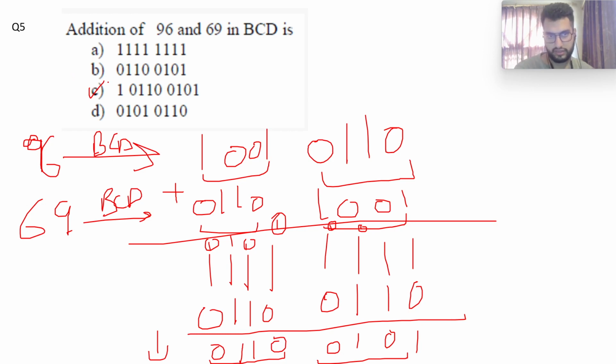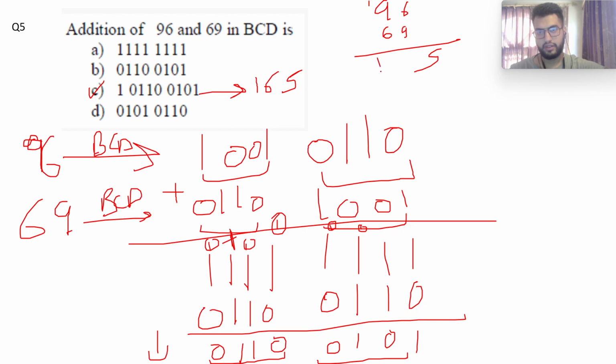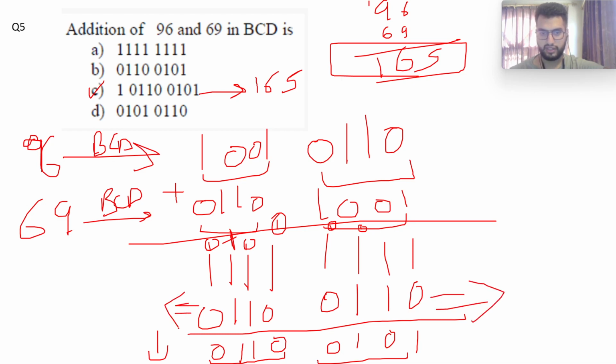So that is 1, 6, 5, and in decimal it's 165. If you convert this number into decimal, this is 165, and if you add 96 and 69, it's also 165. Another way, you could have directly found the addition result in decimal and then converted it into BCD. But since the question asks for addition in BCD, I wanted to show the whole process in BCD because this is the crucial, main step. So the result was 1 0 1 1 0 0 1 0 1.